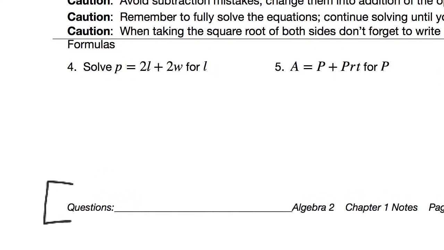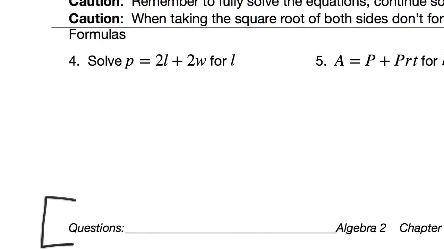Now check this out. We've got a formula here. Solve the formula P equals 2L plus 2W for L.